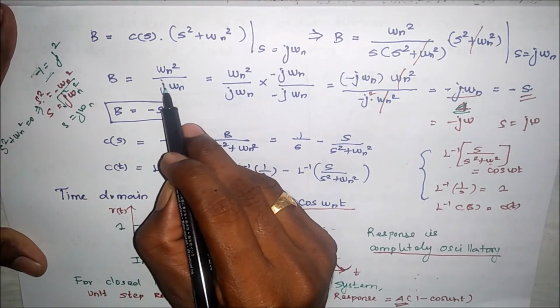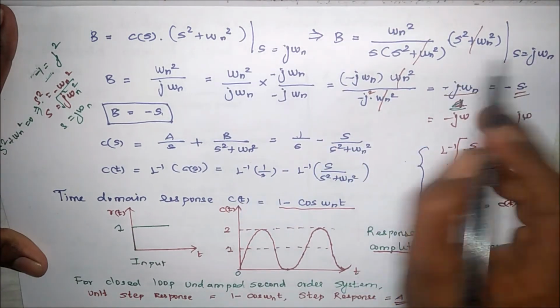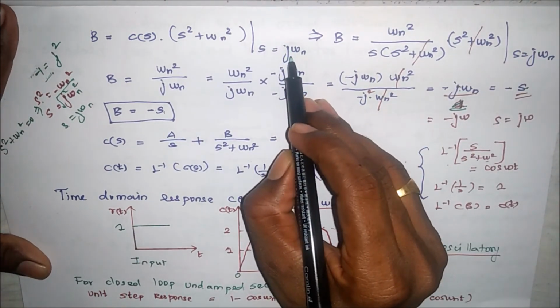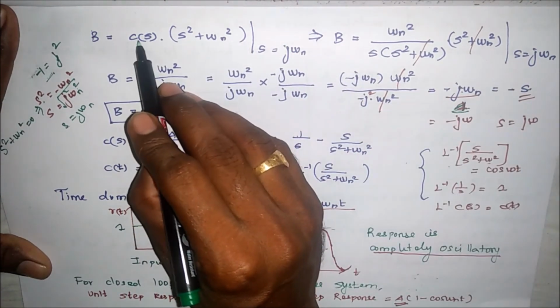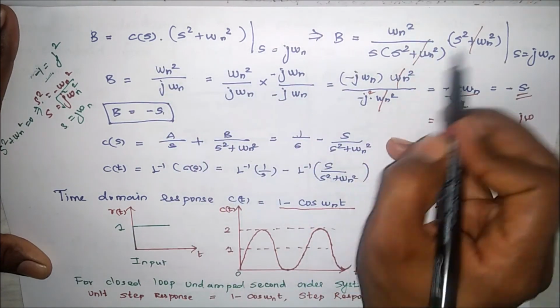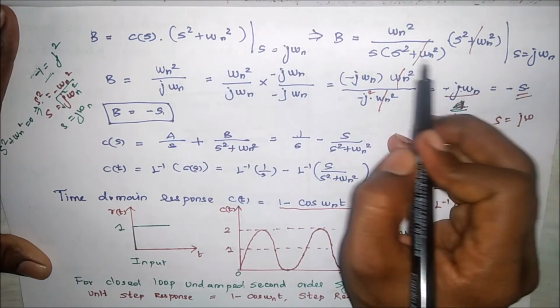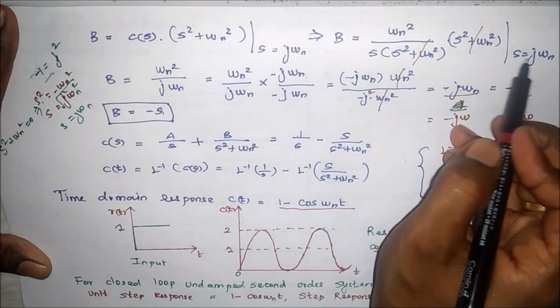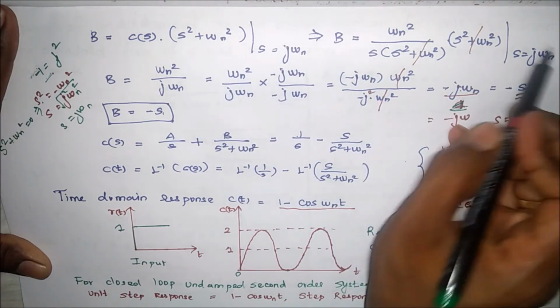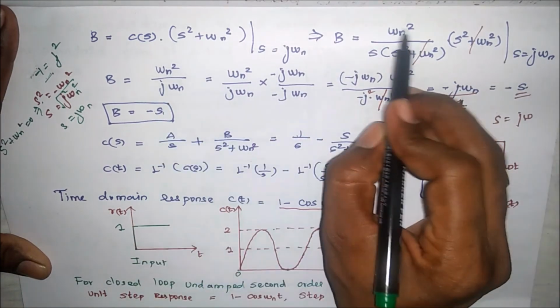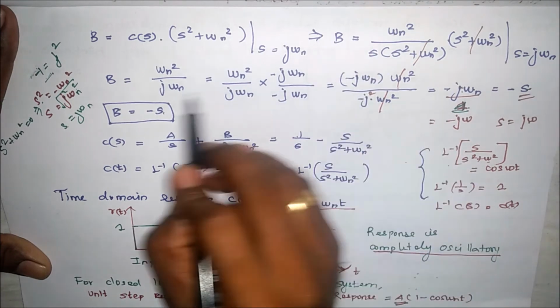So we have to substitute j omega n here. We know after substituting in C of s, this term and this term will get cancelled. So finally omega n square divided by s. We have to substitute s equal to j omega n here, so finally omega n square divided by j omega n.